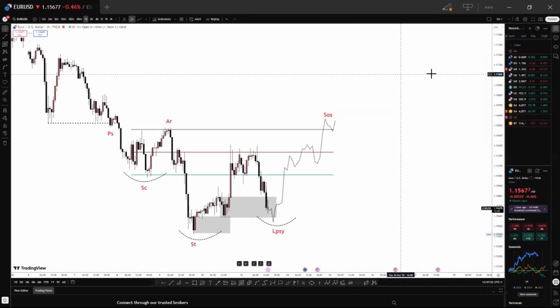This is a Wyckoff analysis class. This is Wyckoff, okay? Now, why do you see a bullish EURUSD projection?